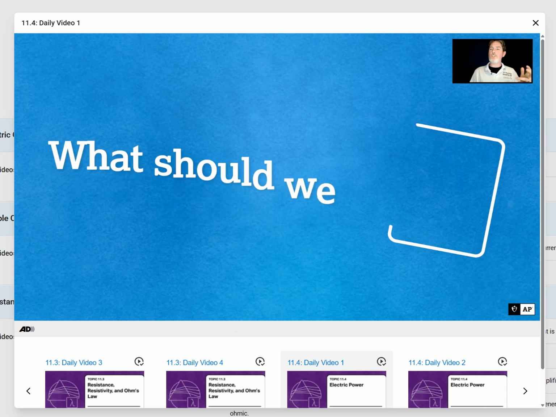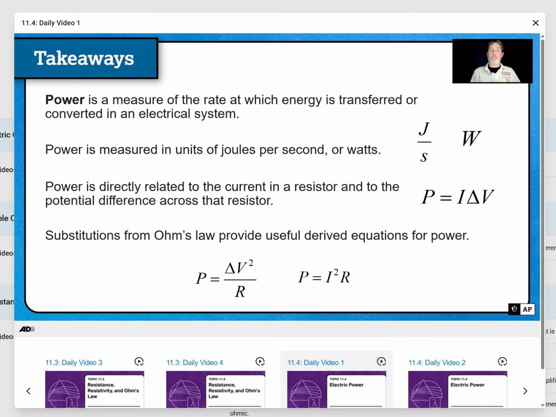So what should we take away from this video? Electrical power is the rate at which energy is transferred or converted within an electrical system. It's measured in units of joules per second, or watts, and power is directly related to the current in the resistor and to the potential difference across that resistor.